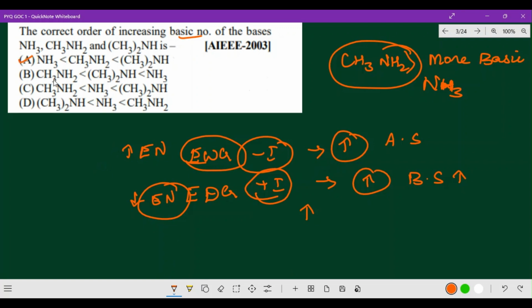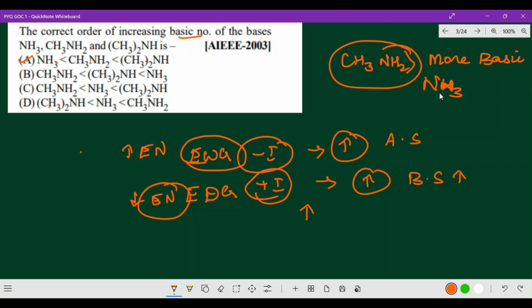Other than that, this is primary and this is also primary and this is secondary. Usually ammonia is actually less basic than primary and then secondary. So which is the correct option? Ammonia is the least basic, then primary and then secondary. So secondary amine is more basic than primary and then ammonia. So here you will get that idea about this.